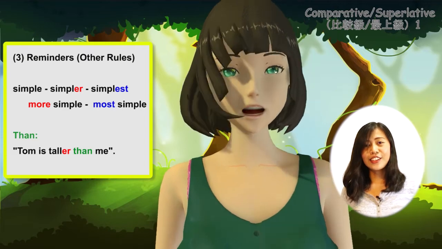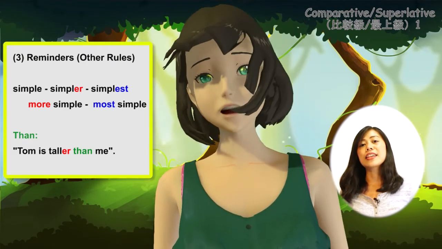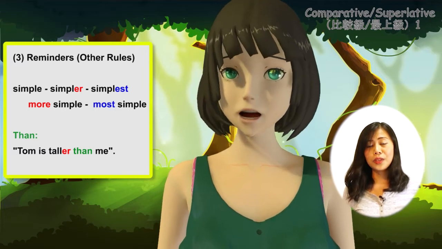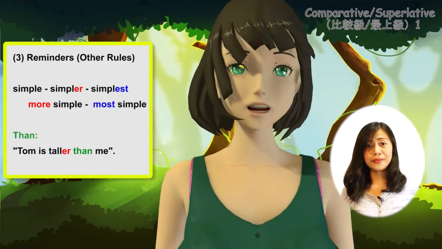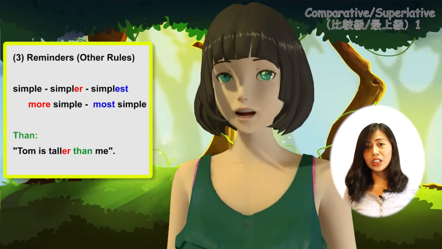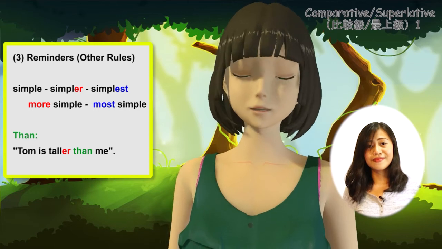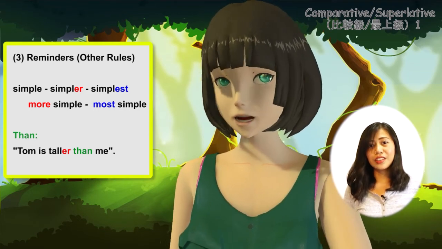Second, use than after adjectives or adverbs in the comparative form when the second person or thing is mentioned. For example, Tom is taller than me. Sam writes more carefully than Tom.